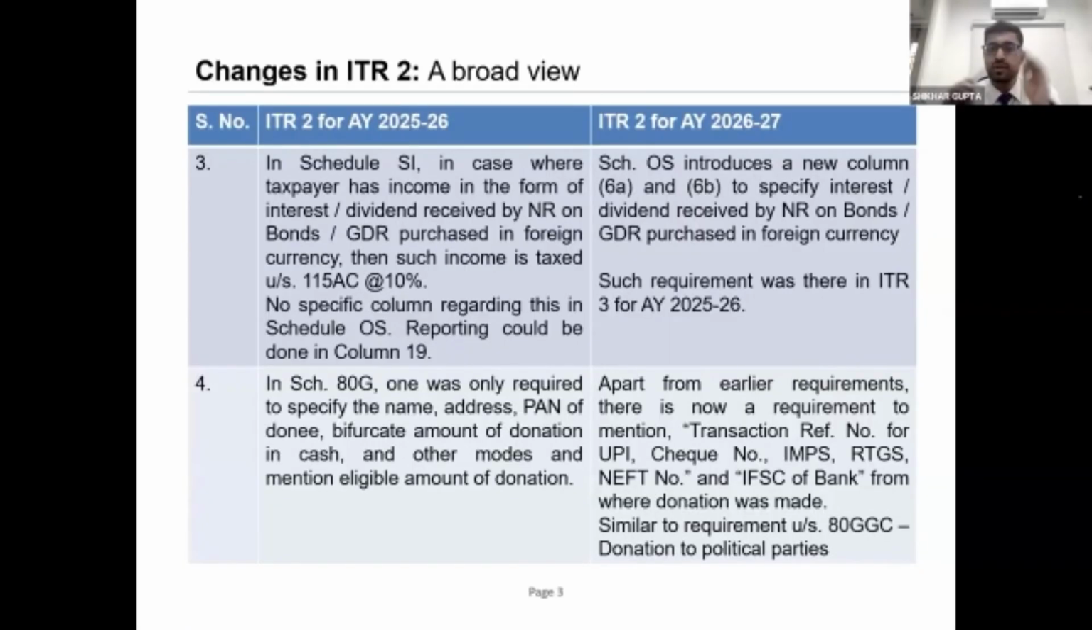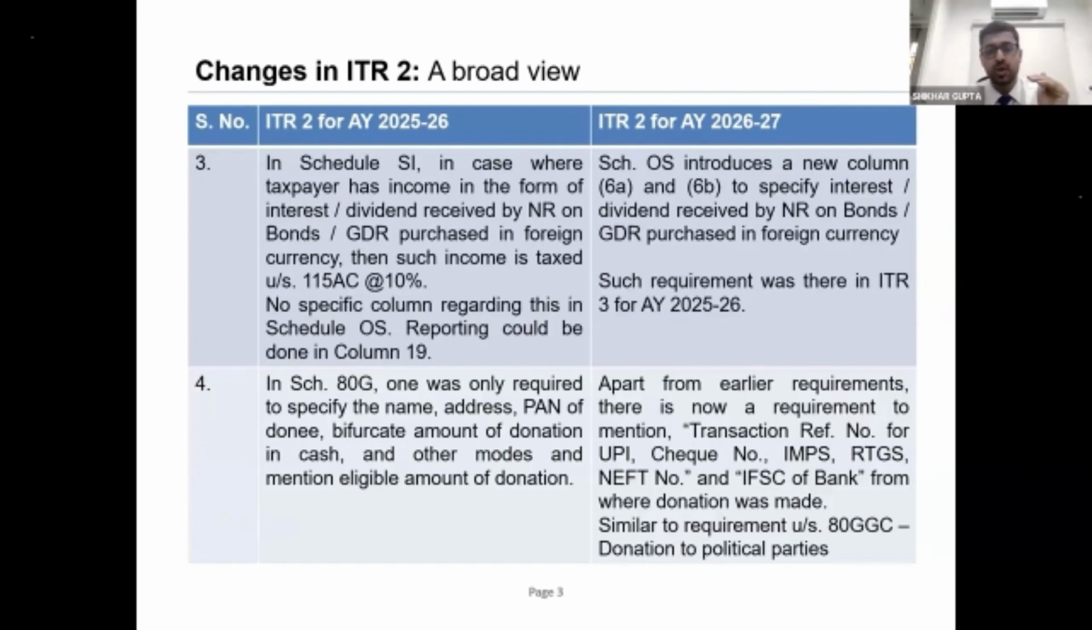aligned. The intent is to make it more aligned with how the reporting is to be done for interest or dividend received by a non-resident from bonds or GDR purchased in foreign currency. Please note that this specific column has been inserted in Schedule SI, which is new. Earlier, there was no specific column and there was a general column of set of 90 number others.